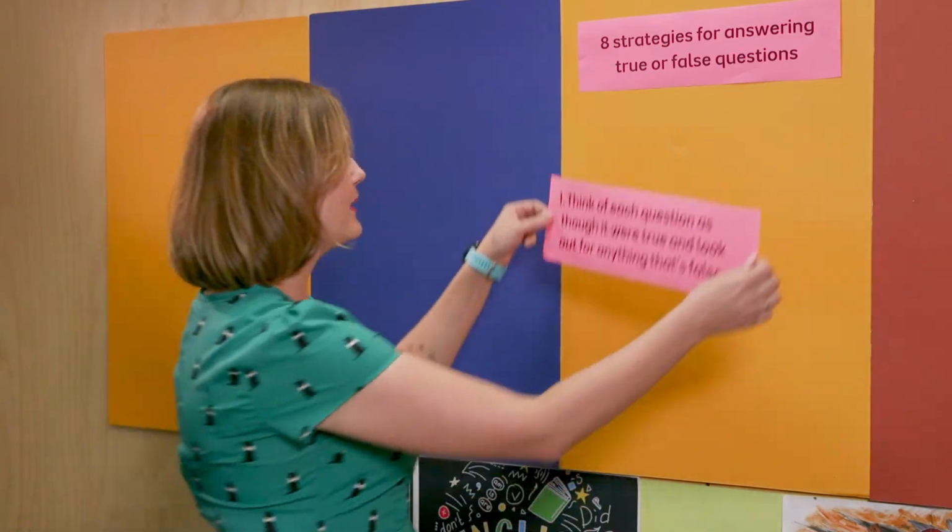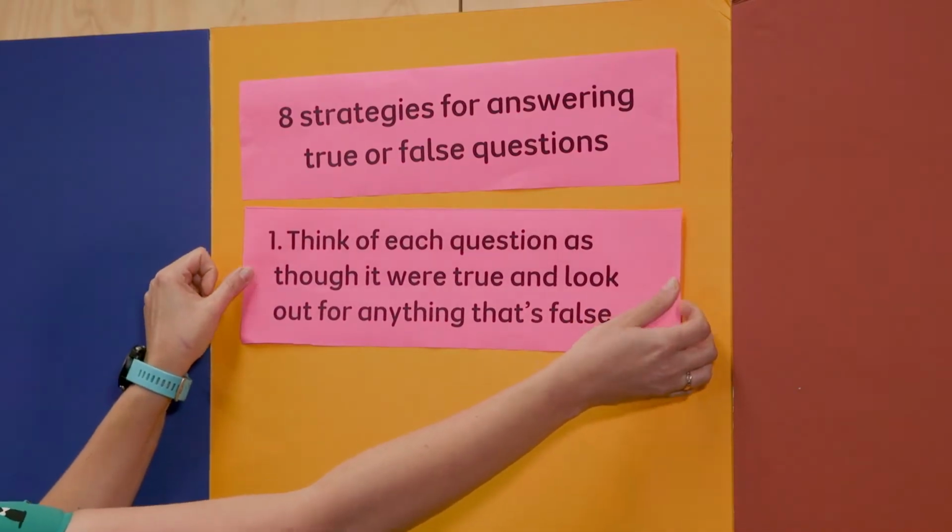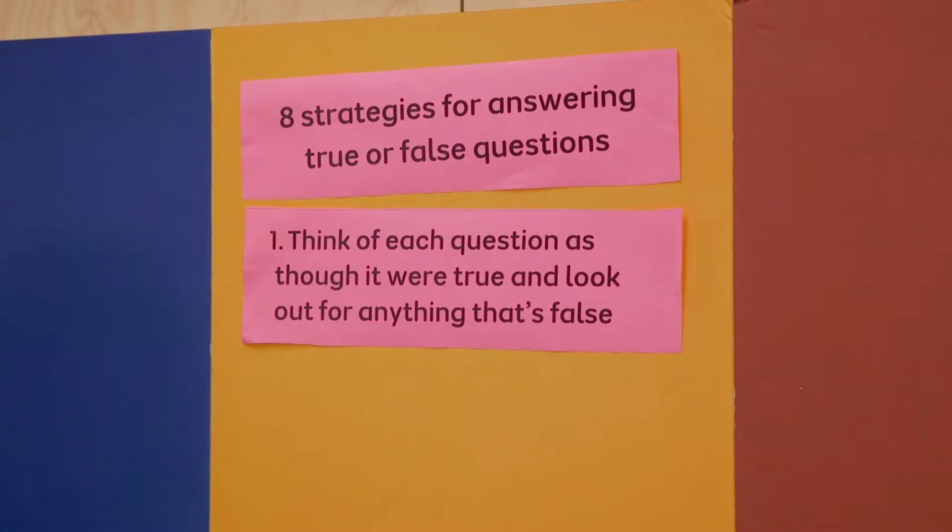Strategy 1. Think of each question as though it were true, and look out for anything that's false. Also, a question may seem to be true because it contains facts and statements that are true, but this is designed to trick you. Even if one part of a sentence is false, then the entire sentence is false.